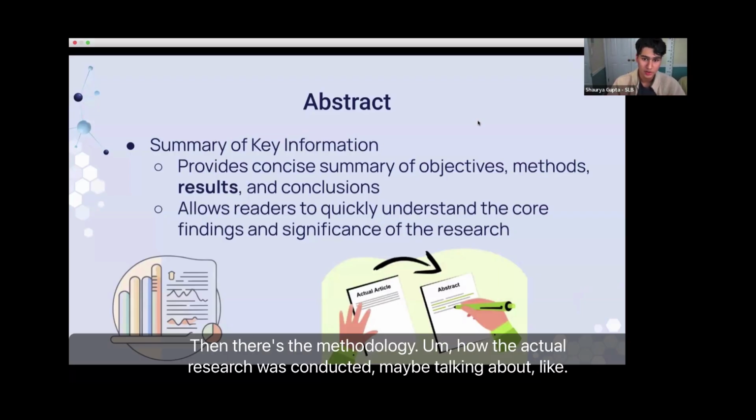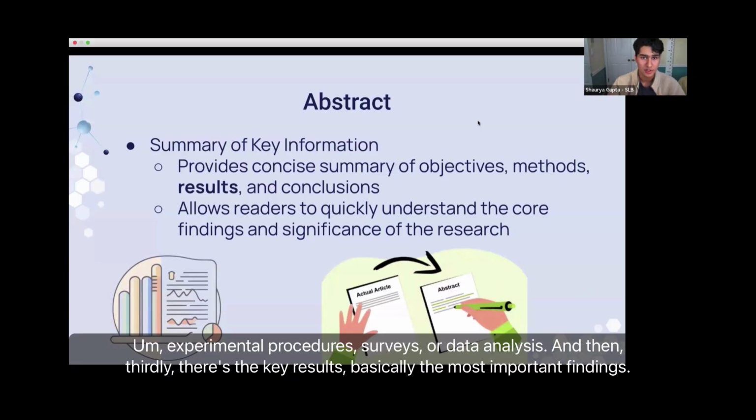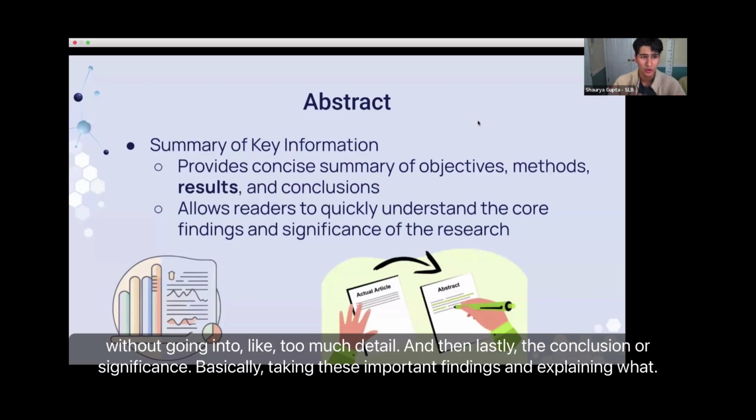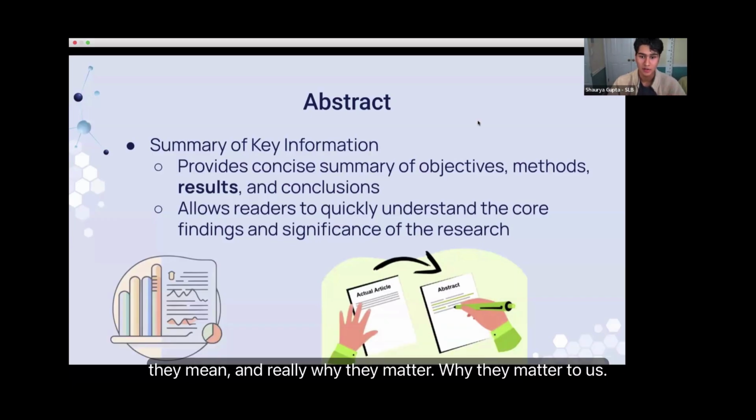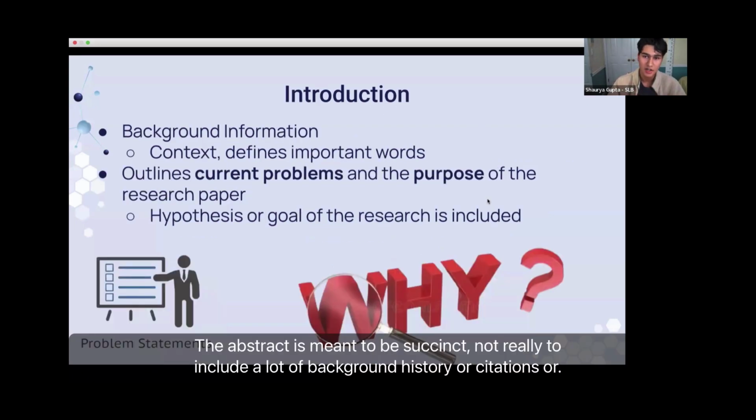Then there's the methodology, how the actual research was conducted, maybe talking about experimental procedures, surveys, or data analysis. And then thirdly, there's the key results, basically the most important findings, without going into too much detail. And then lastly, the conclusion or significance, basically taking these important findings and explaining what they mean and really why they matter to us.